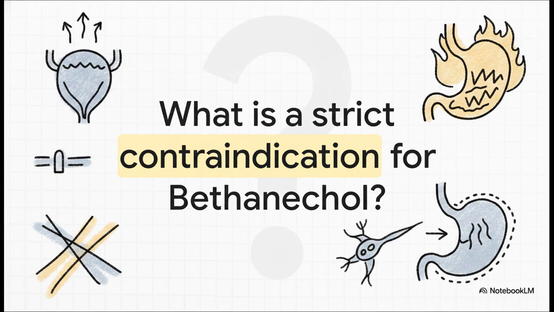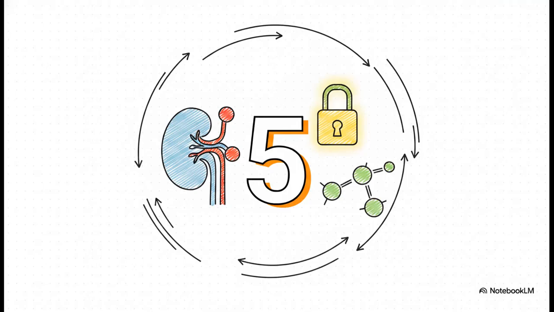And now for question 5, our final question. Bethanechol chloride is prescribed for a client experiencing urinary retention. Which condition is a strict contraindication to this medication? 1. Gastric atony, 2. Urinary strictures, 3. Neurogenic bladder atony, or 4. GERD. We're administering a powerful cholinergic to increase bladder tone, so what is the absolute worst-case scenario here? 5 seconds to lock in this critical, high-yield contraindication.